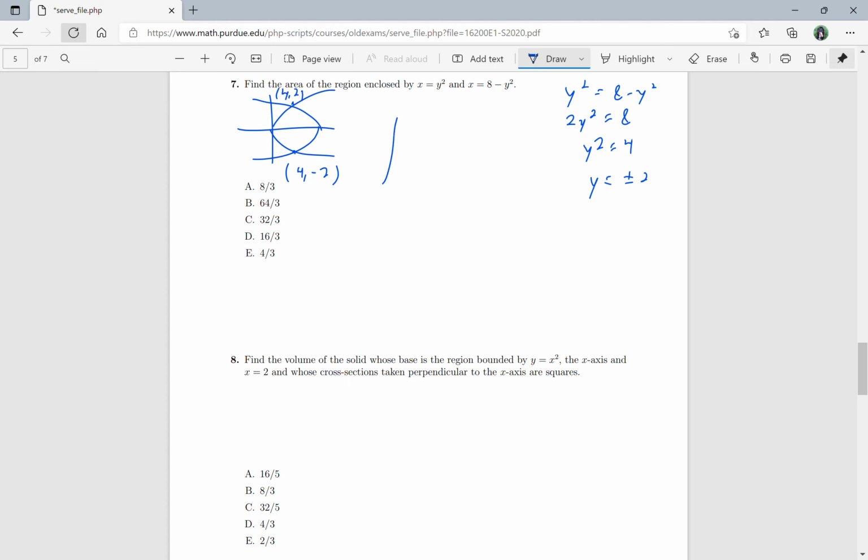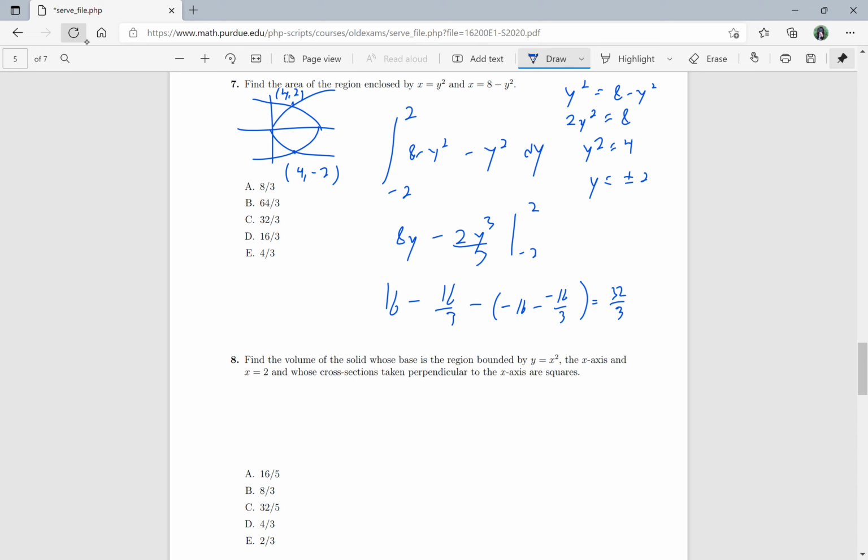And that gives us the integral in y from negative 2 to 2 of the right curve, 8 minus y squared, minus the left curve. This is going to be the power rule. 8y minus 2y cubed over 3. Evaluate upper limit 2, so 16 minus 16 thirds. Then negative 16 minus negative 16 thirds. That's 32 thirds. Minus negative 32 thirds is 64 thirds, B.